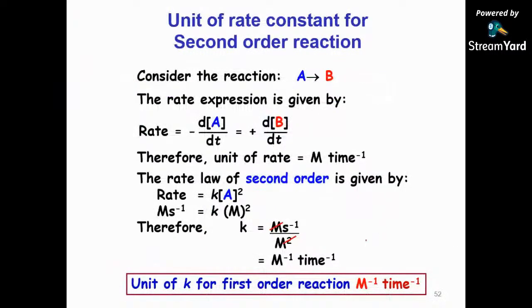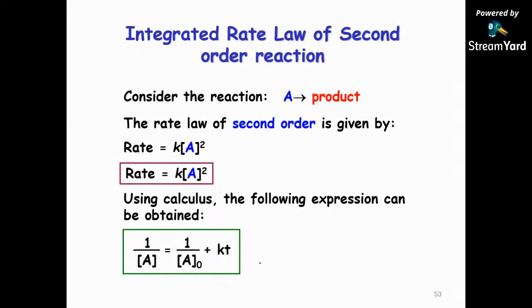Okay, the unit of the rate constant for second order. Based on here, rate is molar per second. So this is M squared. That's why if you put over here, molar per second over M squared, so cancel, remain one here. That's why the unit is per molar per second, per molar per time in general. So this is the unit of k for second order. Not first order, please do the correction, check your lecture notes. Second order: per molar per time. So this is the integrated rate law.